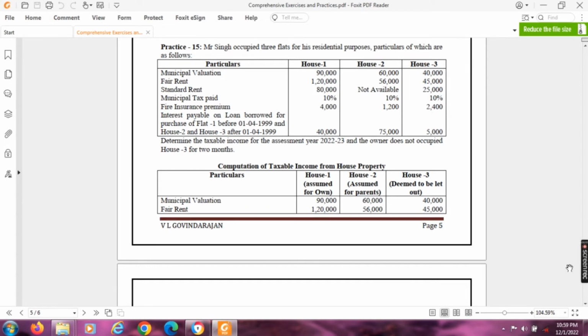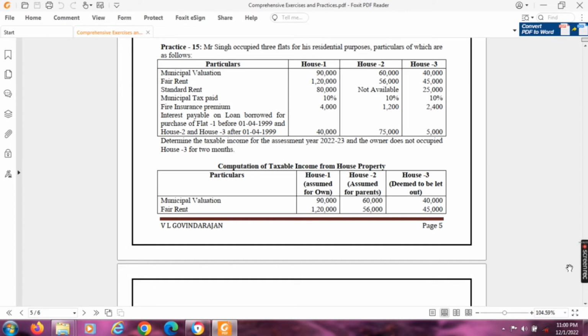Interest payable on loan borrowed for purchase of flat 1 before 1.4.1999. If any loan is borrowed before 1.4.1999, the interest on that loan is limited to 30,000 for the purpose of income tax provisions. And for house 2 and house 3, after 1.4.1999, actual interest or the ceiling amount of 2 lakh applies. Please understand the concept. When the loan is borrowed before 1.4.1999, the maximum ceiling on interest on loan is 30,000 only. After 1.4.1999, we can claim up to 2 lakh.